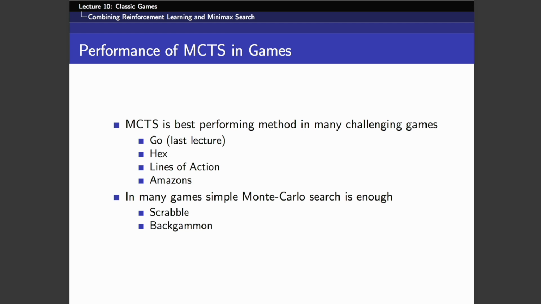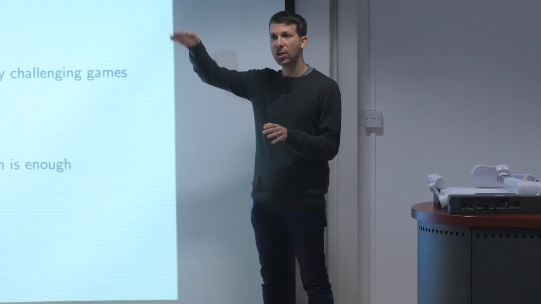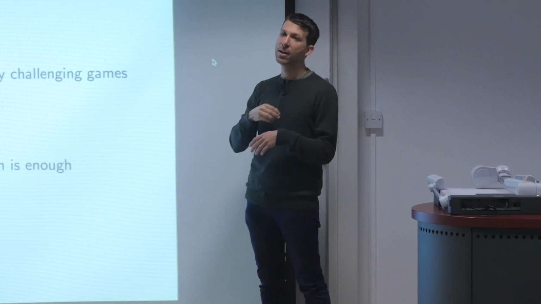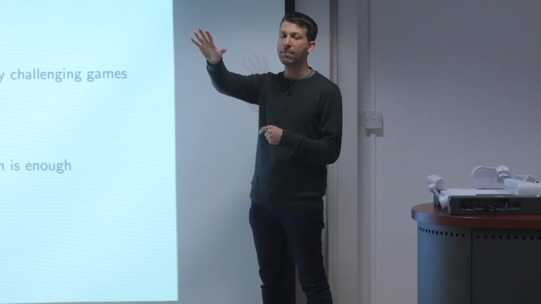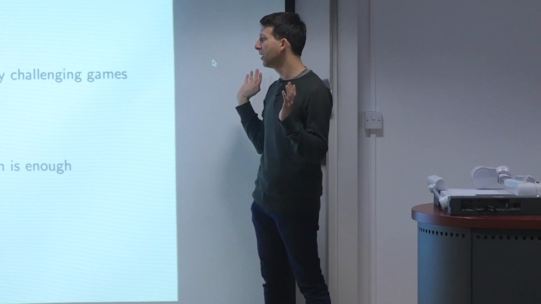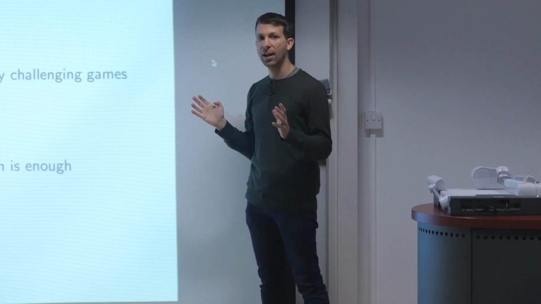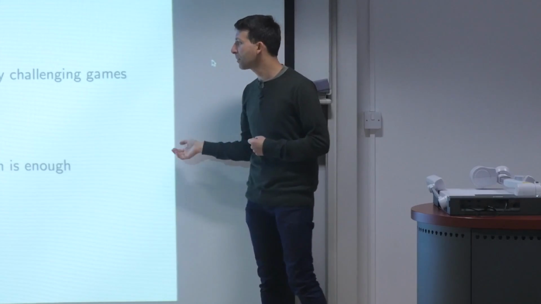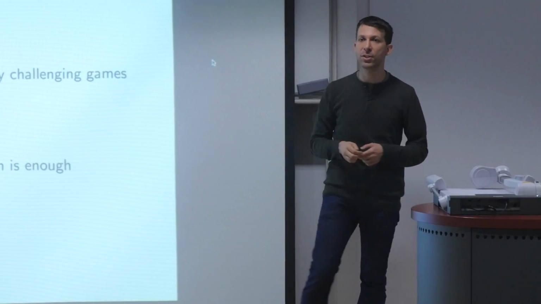By simple Monte Carlo search, I mean something where we don't improve the strategy for both players, where you just have some randomized rollouts to the end of the game under some simple fixed strategy, and then we just see how well that does. And that can already do very, very well in games like Scrabble and backgammon. It's enough to reach superhuman performance.